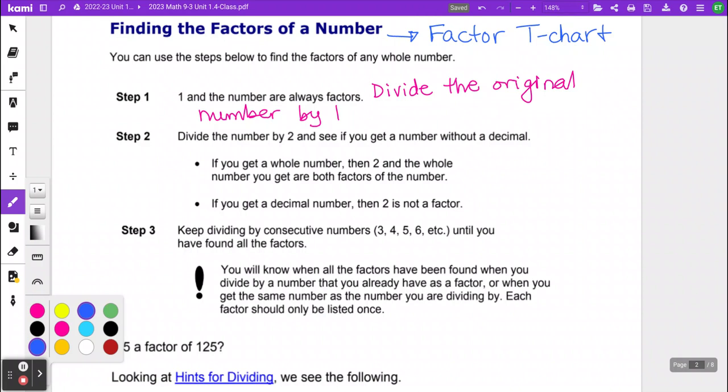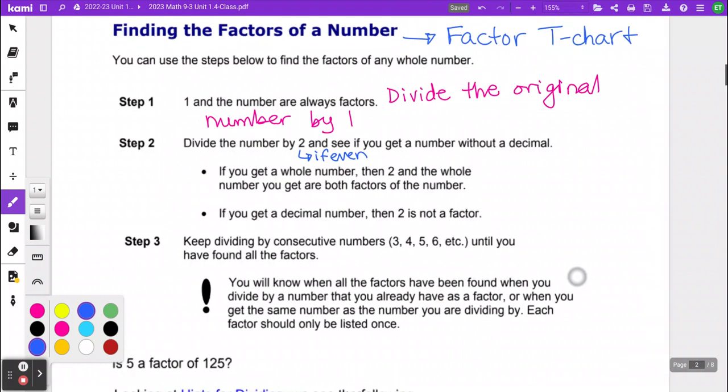If it's an even number, we divide by 2. Okay, divide the number by 2 if it's even. And what if it's not even? What number should we start with? If it's an odd number, we divide by 3 to start. Okay, we have a lot of dividing rules. If it ends in a 5, we divide by 5.